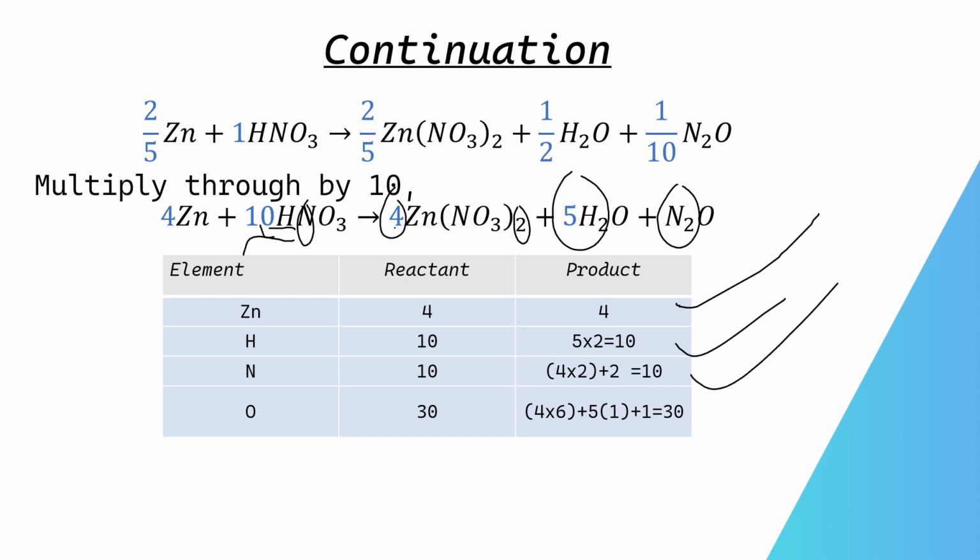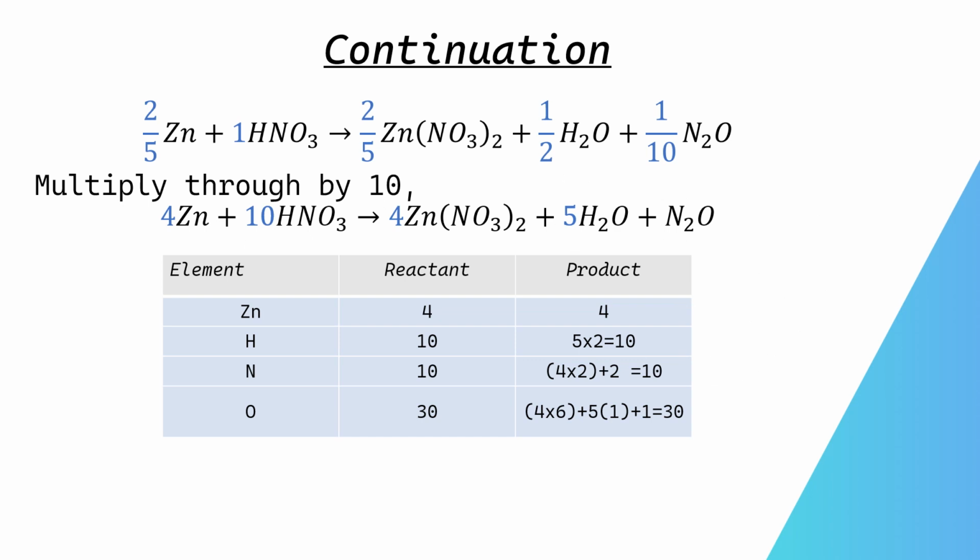Now for oxygen, it will be 10 times 3, 30. Now for this side, what do we get? We have this 3 multiplying these 2 by 4, and that will be 4 times 6, 24, plus 5 times 1, giving us what? 24 plus 5, 29, plus 1, 30. So it is also balanced. So all 3 are balanced.